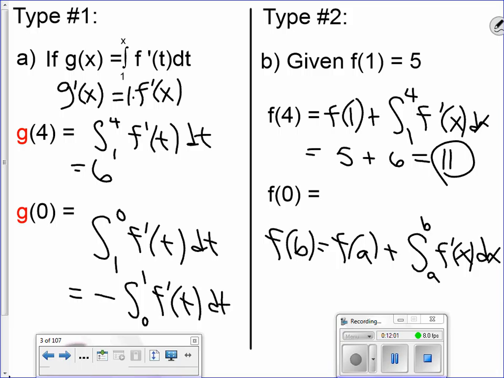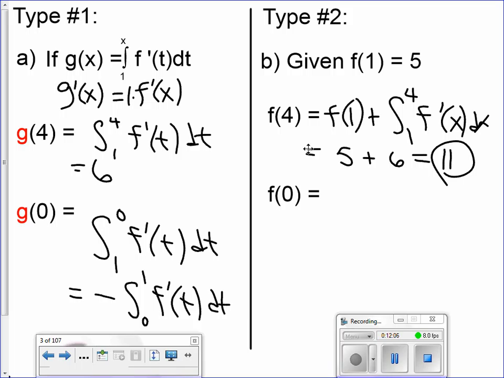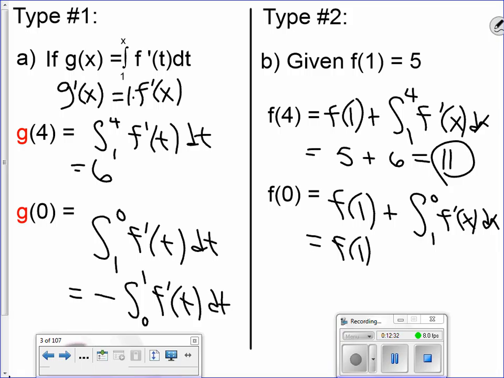F of 0, got to erase this, is, what would I write first? F of 1, because that's the point they gave us. Oh, you're getting fancy on me. Oh, all right, well, I'm going to write out what it is first, and then we'll switch it to the minus. So it'll be f of 1 plus the definite integral from 1 to 0 prime. Yes, and you're right. We would switch it to get that lower limit less.